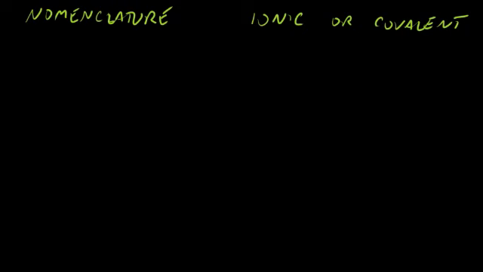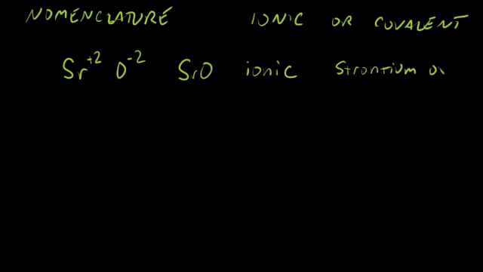So let's look at several examples here. How about we have strontium, Sr, which is group 2A, so it's going to be strontium +2, and we have oxygen, the charge of -2. All right, well, our formula is going to be SrO. This is ionic, obviously, so we have no prefixes whatsoever, and this will just be strontium oxide, and there's our name.